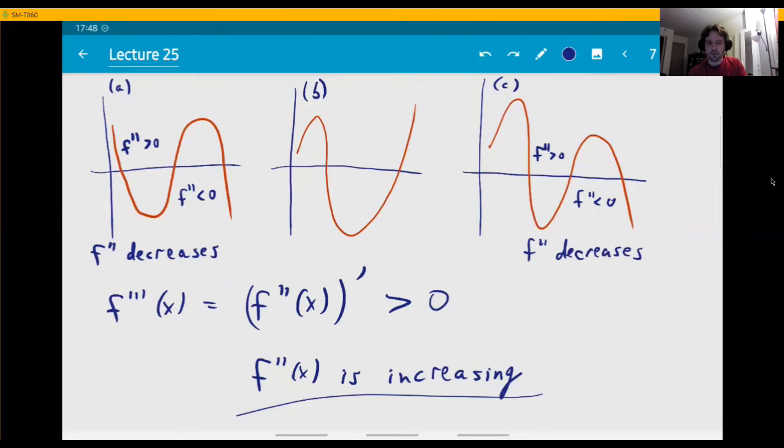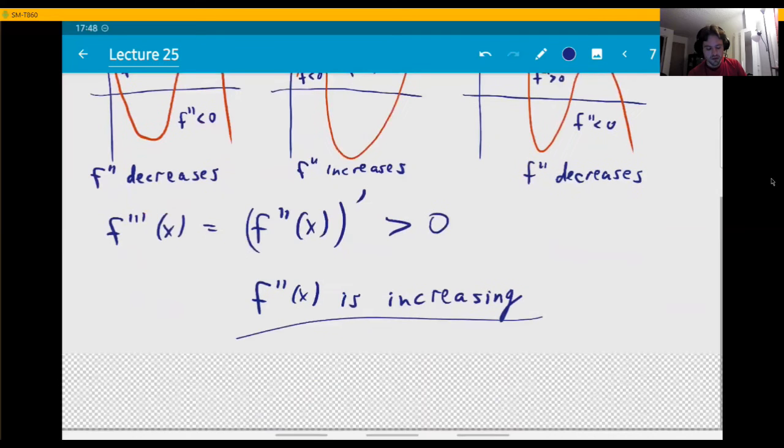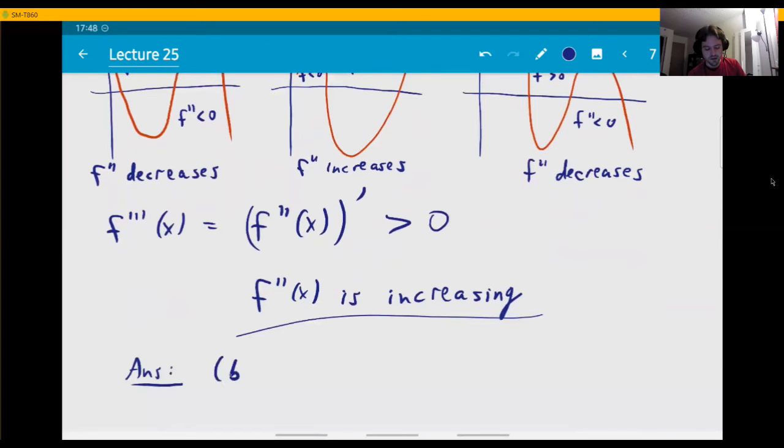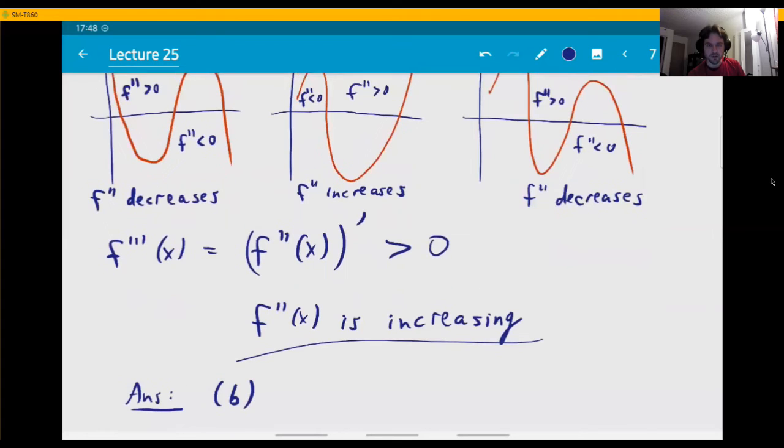Well, so we know those cannot be the graph that we're looking for. F double prime is supposed to be increasing for all points. This is the one, item B here. Here, F double prime was negative at first and then became positive. F double prime increases. So the answer is B. B is the graph that has the triple derivative always positive.